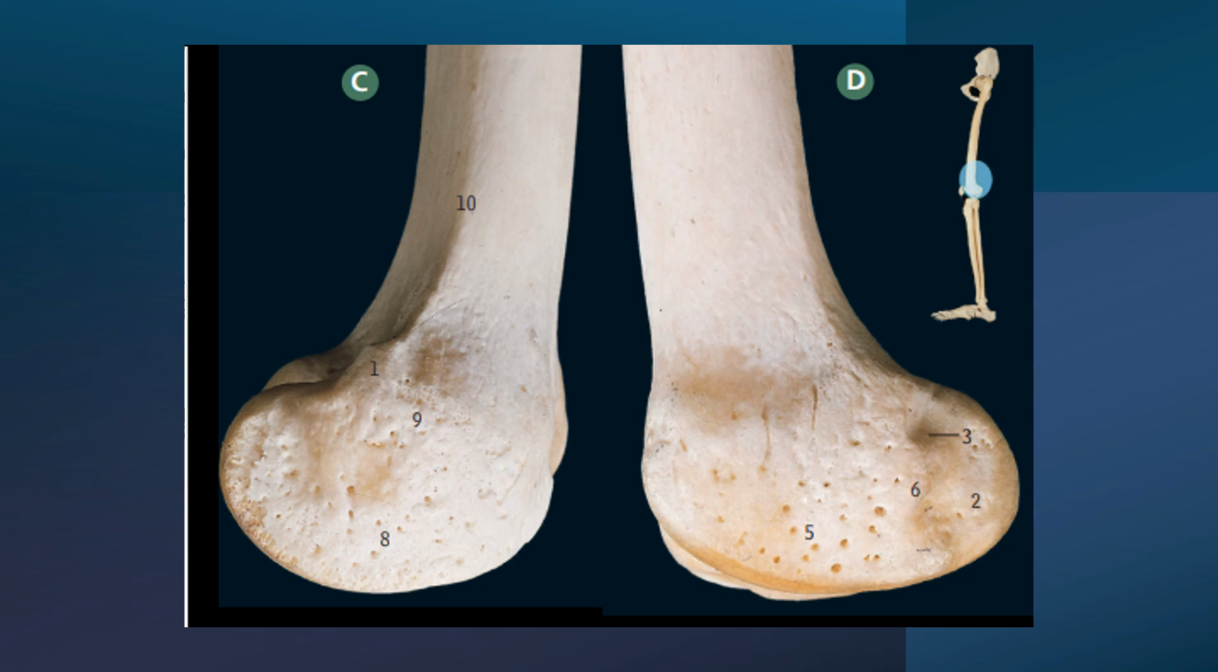In this diagram, we are going to see the bony landmarks. The first is the adductor tubercle, which is a bony landmark. The second one is the groove for the popliteus tendon. The third one is the impression for the lateral head of the gastrocnemius. The fifth one is the lateral condyle. The sixth one is the lateral epicondyle. The eighth is the medial condyle. Ninth is the medial epicondyle. Tenth is the medial supracondylar line.